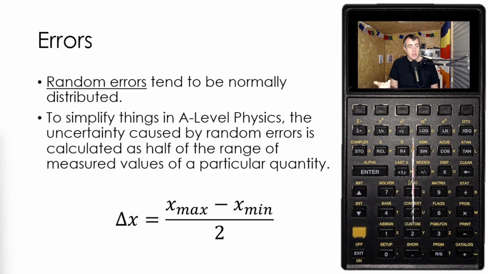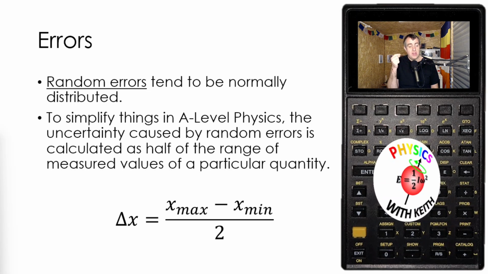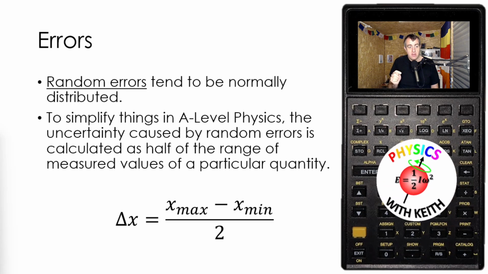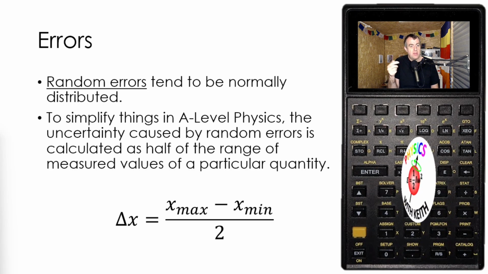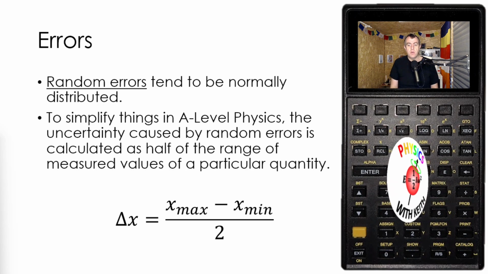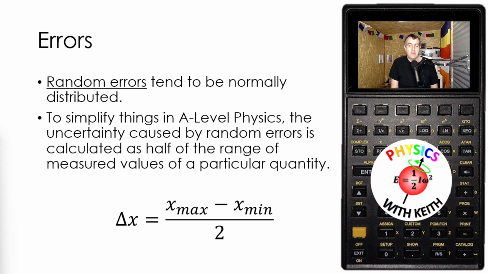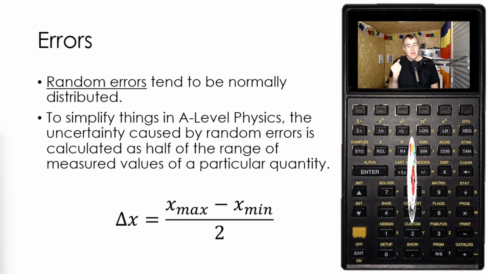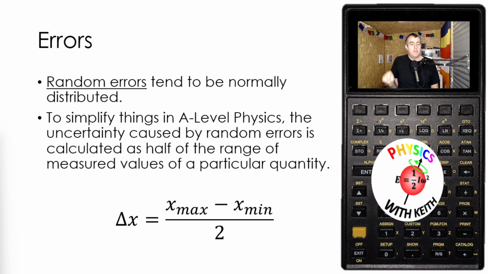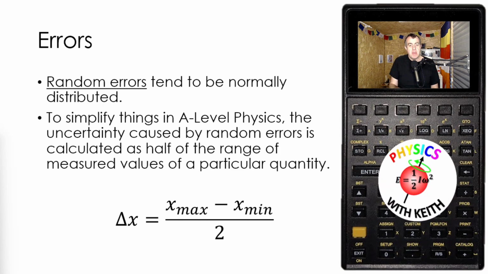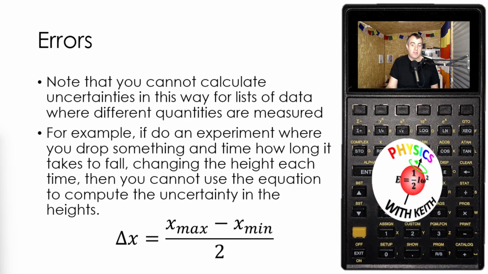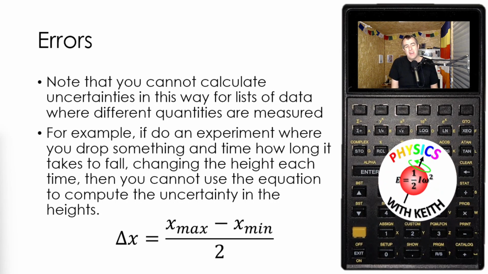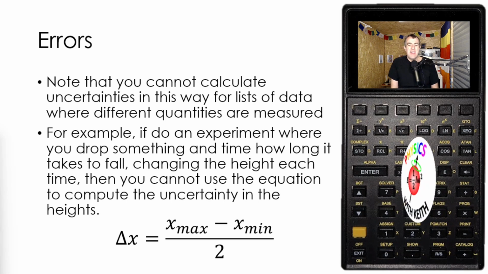So in your GCSE, you use this approximation. If you have a range of values, then you take your maximum value and the minimum value, calculate the difference between them, and divide it by 2. Half the range would be your absolute uncertainty. Now, a little thing about that: these values have to be values of the same measurement or the same data point. You can't calculate uncertainties where there's a list.